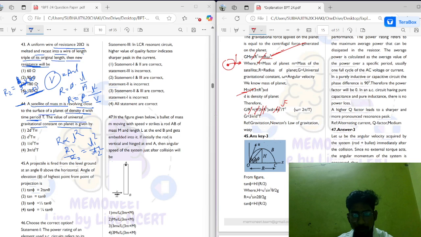Choose the correct option. The power rating of an element used in an AC circuit refers to its average power consumption. In an AC circuit having pure capacitance and pure inductance, there is no power loss. There is always a wattless current there.